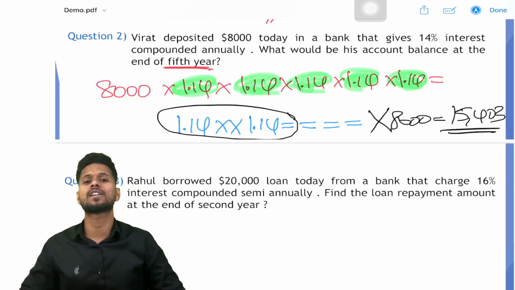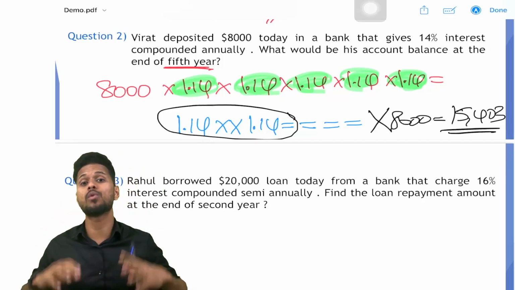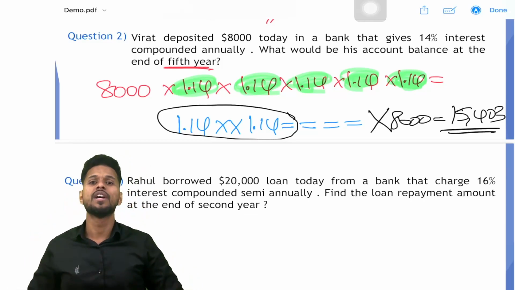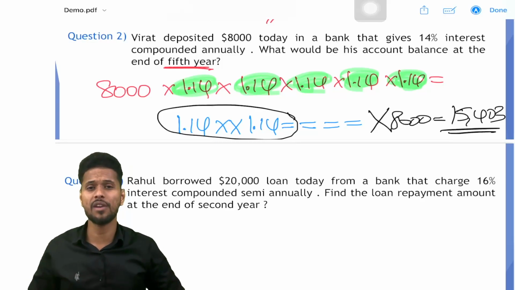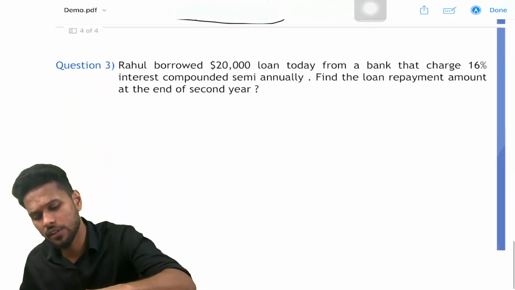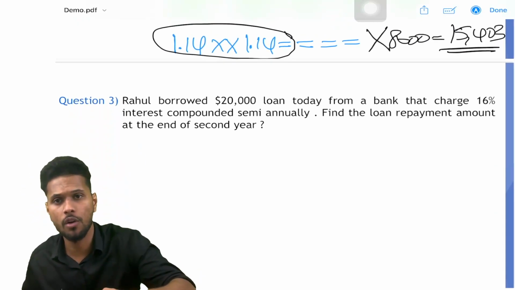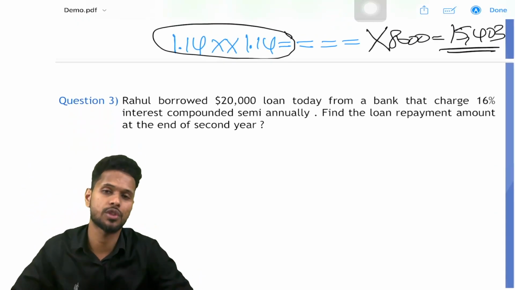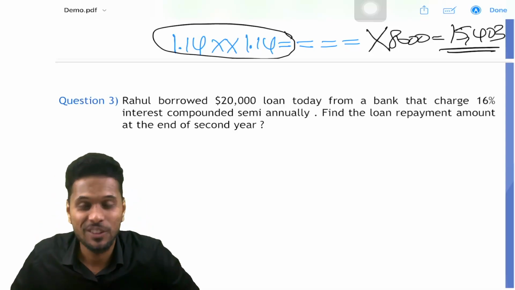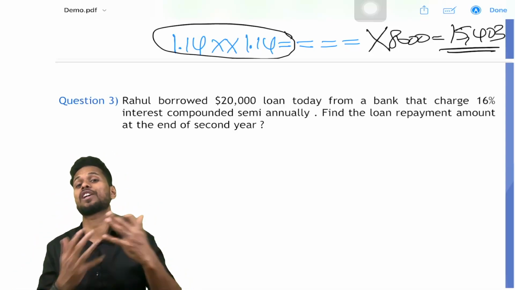But here the question is asked for the final balance amount. That is 15,403. Okay, this is the amount. Hope you all have understood this concept. So my dear friends, we can move to the third question, question number 3. Pause the video and answer question number 3. Hope you are all done. So my friends, we can cross-check your answer.